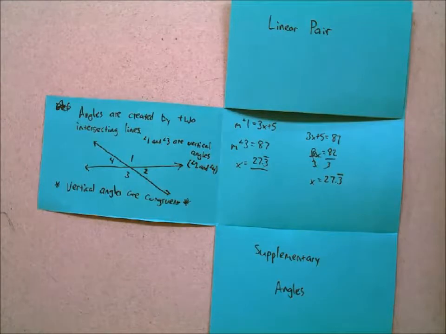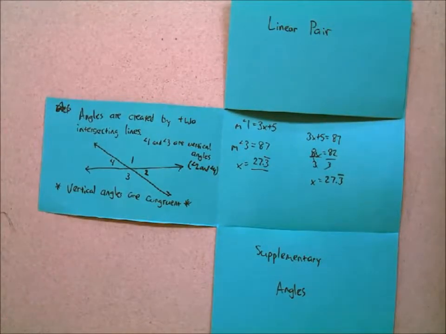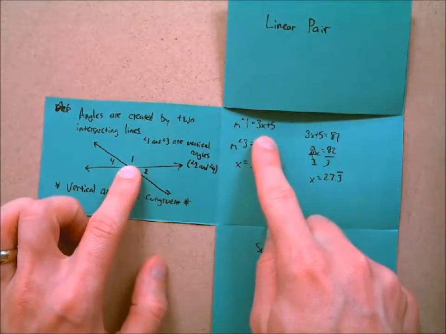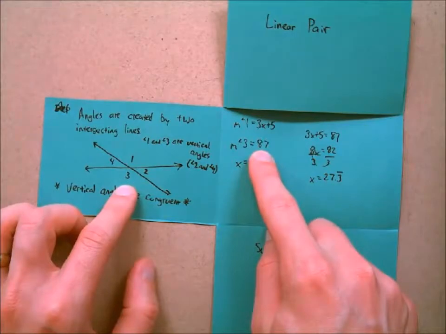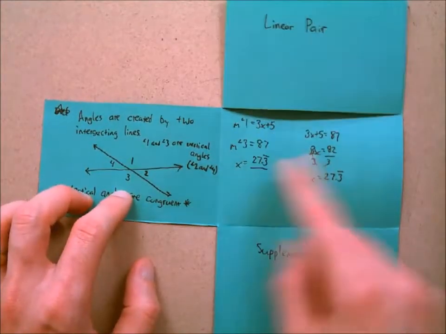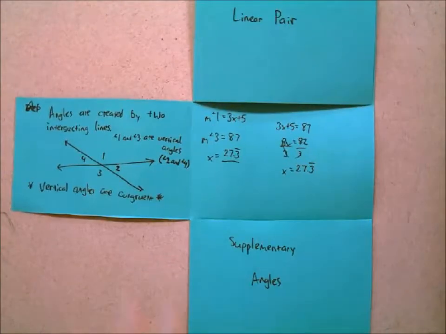The key thing here about vertical angles is that vertical angles are congruent. Okay, so we know that 2 and 4 will be the same measure, 1 and 3 will be the same measure because they're vertical angles. Over here, I set up a little problem where I said, okay, angle 1 is equal to 3x plus 5. This angle 3 I said was equal to 87, and I wanted to solve for x. Since angle 1 and angle 3 are vertical, we can set them equal to each other, solve for x, and I get x = 27.3 repeating, okay? So that decimal repeats. All right.